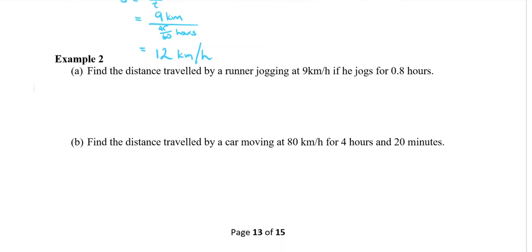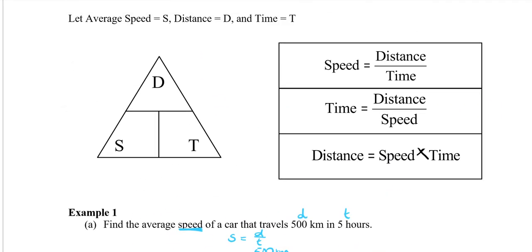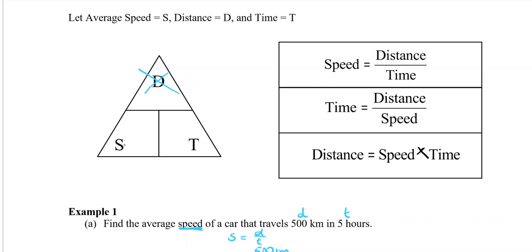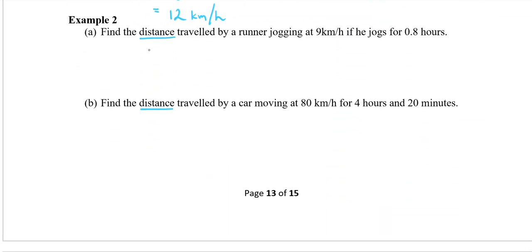Question 2, we're now going to be using the distance formula because both of them say find the distance. The formula for distance, back up here, distance, if I cross that out, is the speed times the time. So, writing that down, distance is going to be speed times by time. And we want the distance travelled by a jogger jogging at 9 kilometres per hour, that's the speed. If he jogs for 0.8 of an hour, that's the time. Just make sure that the unit of time in my speed, so that was hours, that this is also in hours because they need to match.